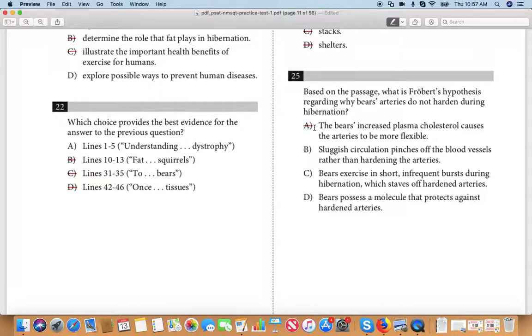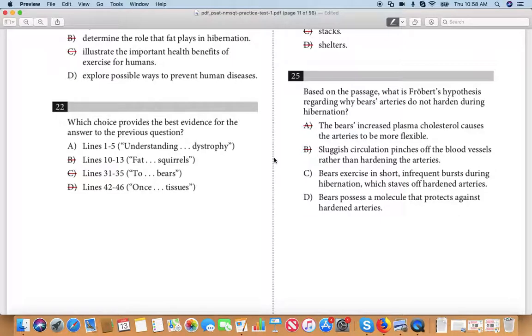What about B? Sluggish circulation of blood vessels rather than hardening the arteries. Is that Frober's hypothesis regarding why bears' arteries do not harden? No way. We know what it is, and we just read it. That's not it. Try C. Bears exercise in short, infrequent bursts during hibernation, which staves off hardened arteries. Is that Frober's hypothesis why bears' arteries do not harden?